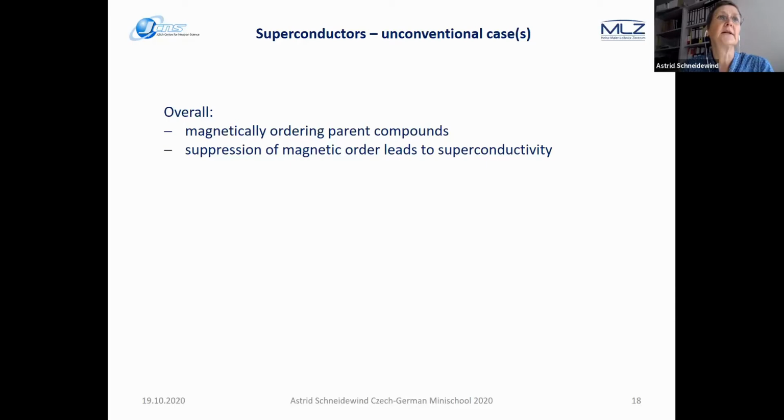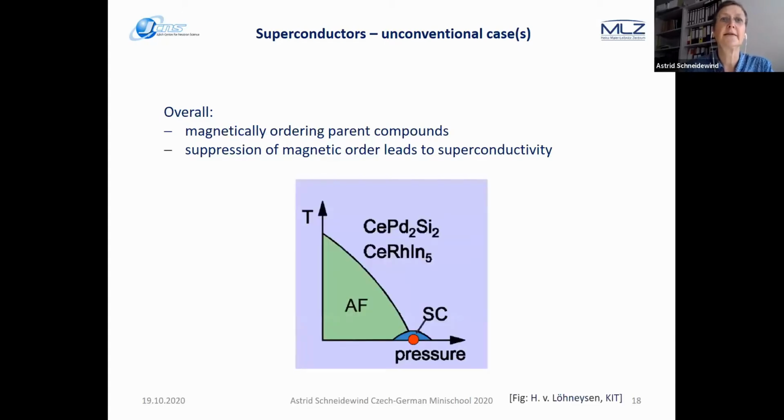All these superconductors have parent compounds which are magnetically ordered. And if you suppress this magnetic ordering, we find superconductivity, as you can see here in a phase diagram. You tune your system by either pressure, stoichiometry and doping, or magnetic field, and you decrease the transition temperature into a magnetic ordering phase, here in this case an antiferromagnetically ordered state. And when the magnetic order vanishes, we have exotic phenomena, and one of these exotic phenomena is superconductivity.